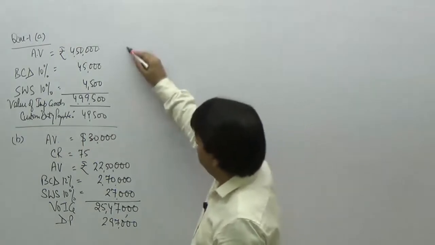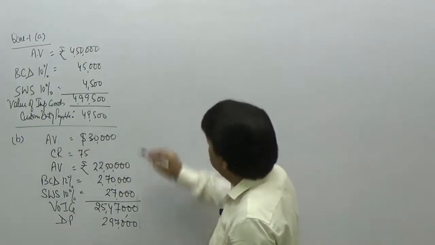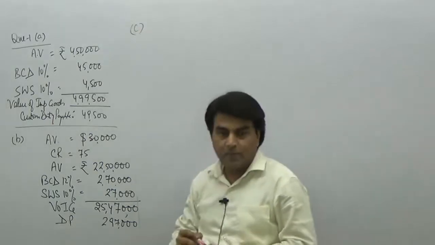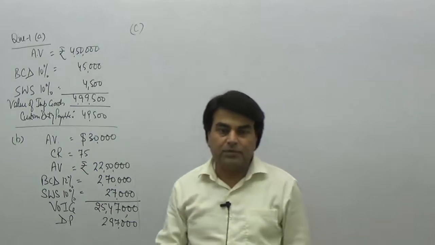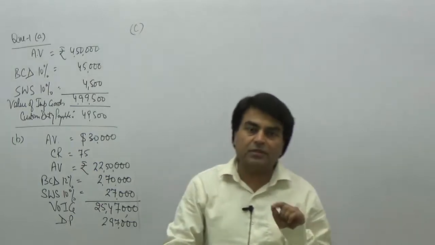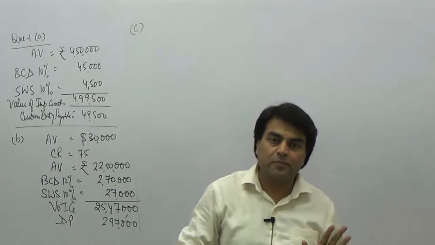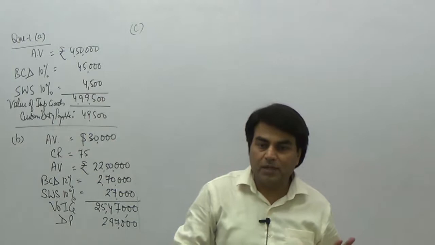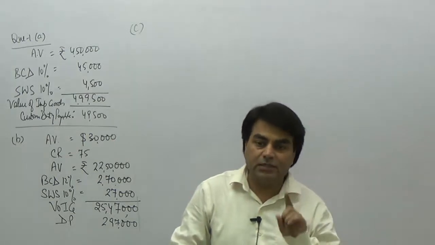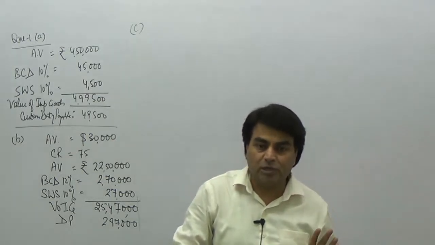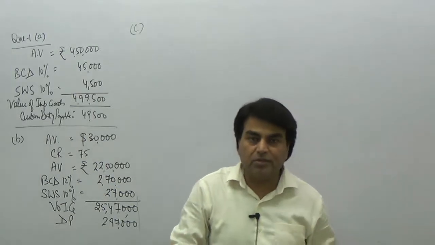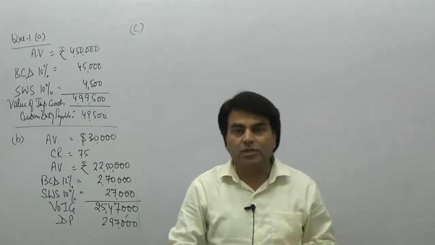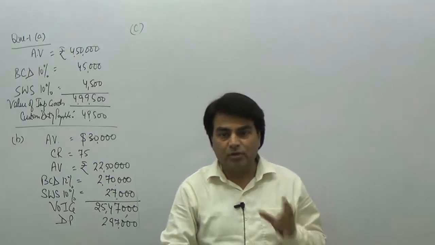Now question 1, point number C. In point number C, again we have been given assessable value in foreign currency terms. The conversion rate is given. The BCD rate of 12% is given. And after that, IGST is also given at 12% rate. Okay. So that means in point number C, apart from BCD and SWS, there would also be the IGST. Okay. So how to work it out?